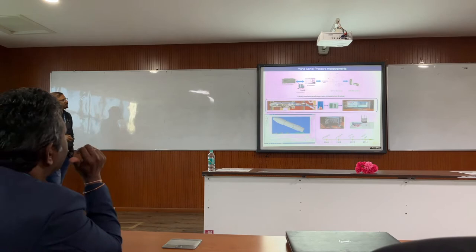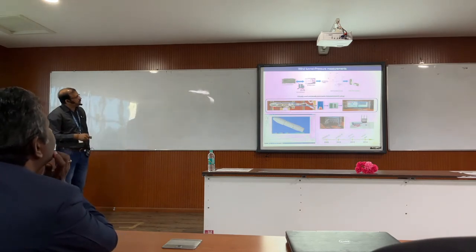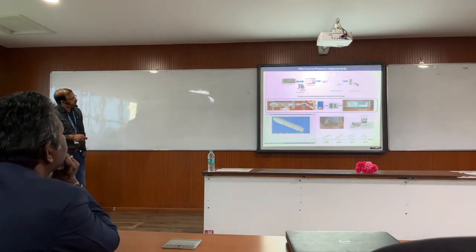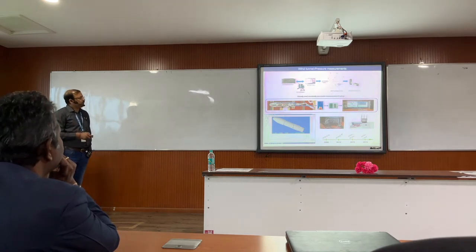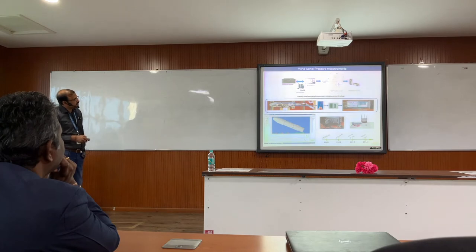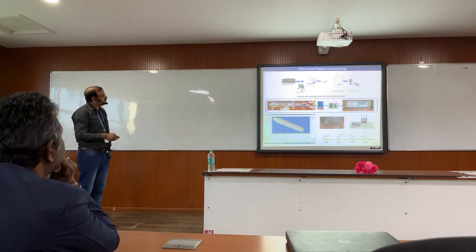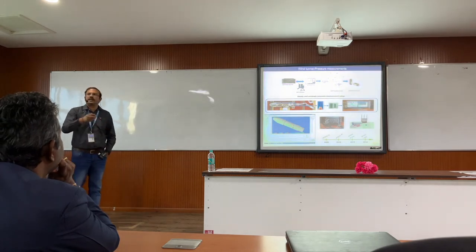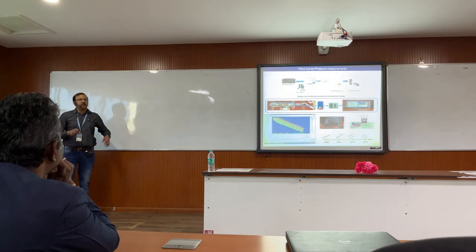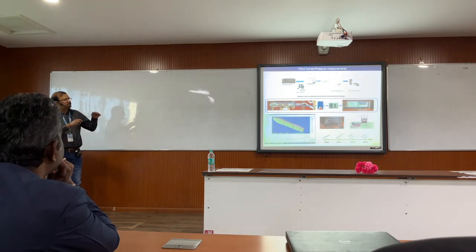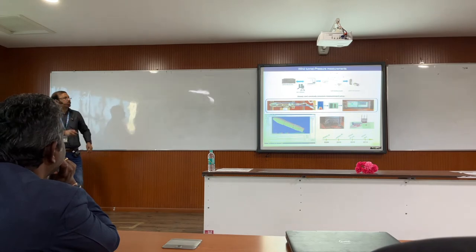What you are seeing here is probably the LVM model. We characterize this by mounting a lot of dynamic pressure sensors. This is one of the sensors placed in the model, and we are placing almost 50 to 60 sensors on the model, so that we can characterize the surface pressure fluctuations on the model.